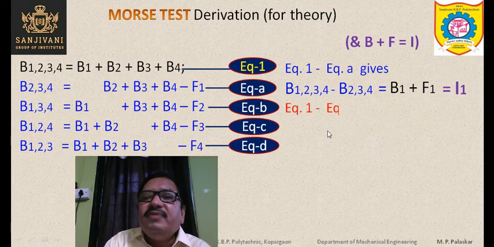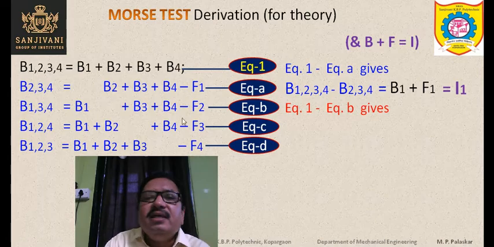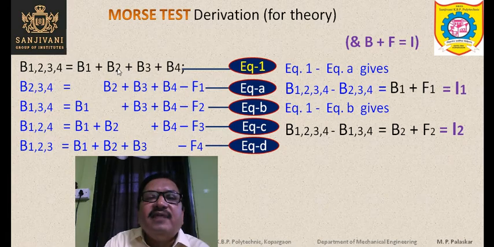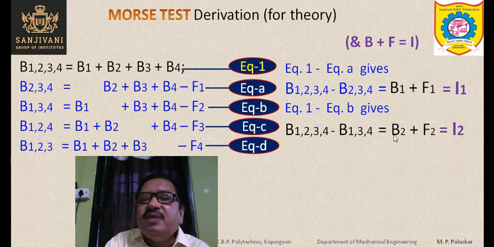Similarly, equation 1 minus equation B will give us this equation. B1234 minus B134 is the left hand side, and on the right hand side you can see that B1 gets cancelled, B3 gets cancelled, B4 gets cancelled. What is left is B2 minus F2, that is B2 plus F2, and that is nothing but I2.